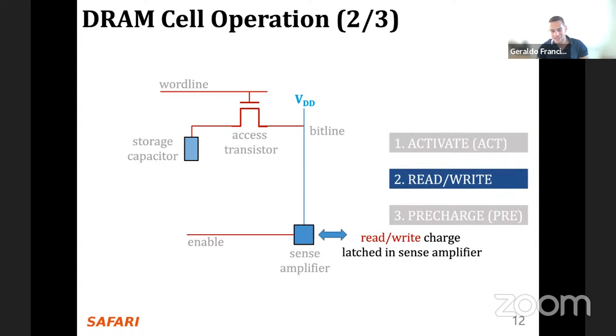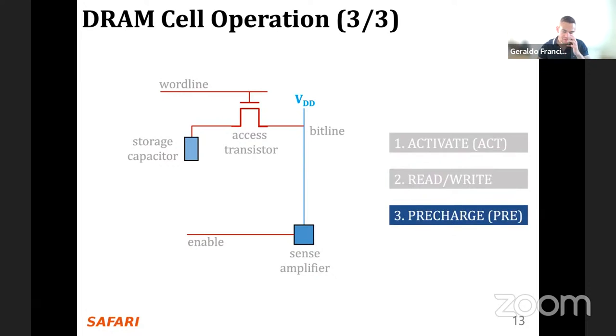And then after that, the data is going to be latched inside the sense amplifier and the row buffer, and then the memory controller can issue read and write requests to read columns of the data from the sense amplifier. After the DRAM finishes reading the data, it needs to issue a precharge command that is pretty much going to prepare the DRAM array to receive follow-up activation commands to other rows.